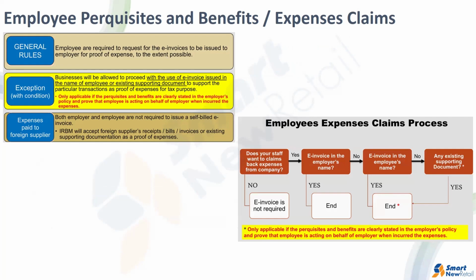So the claim process: if your staff wants to claim back, if no, then no need for an invoice. If yes, then it's an invoice under your employer's name. If not, is it under the employee's name? If yes, then okay. And if no, then they have to provide any existing supporting document.